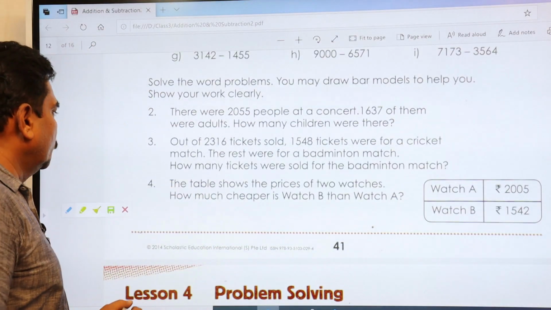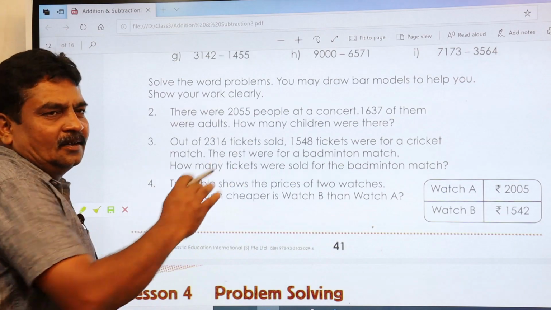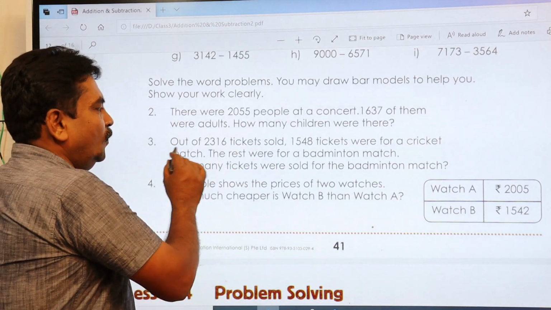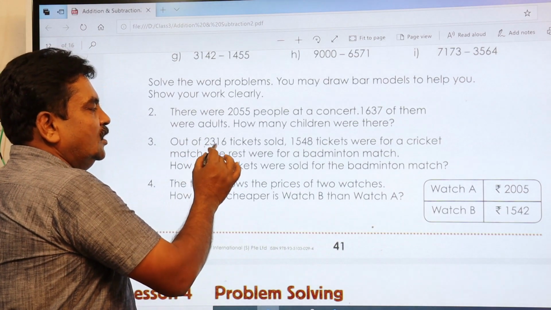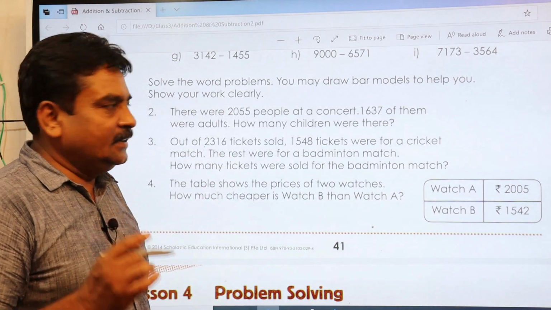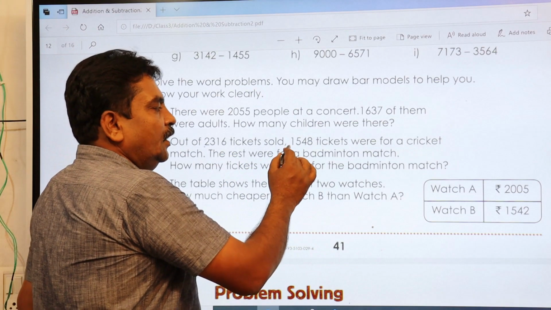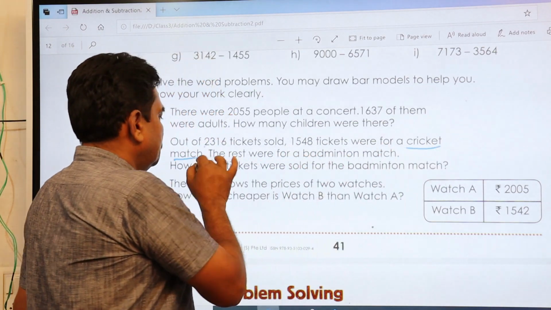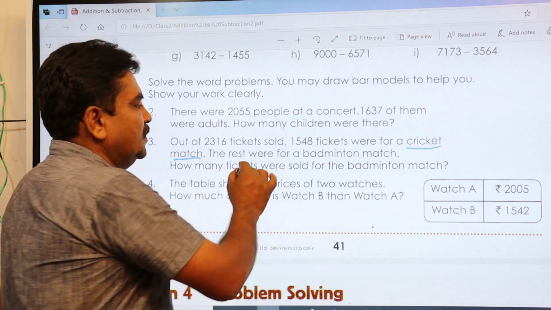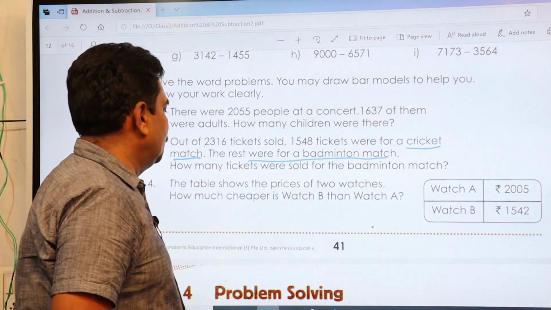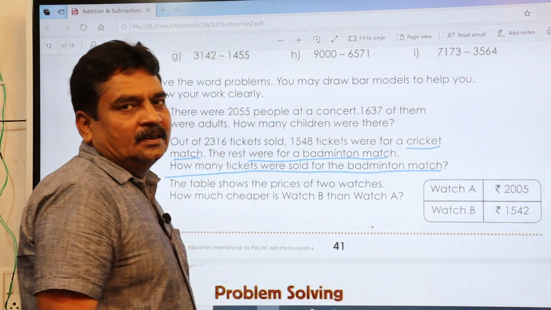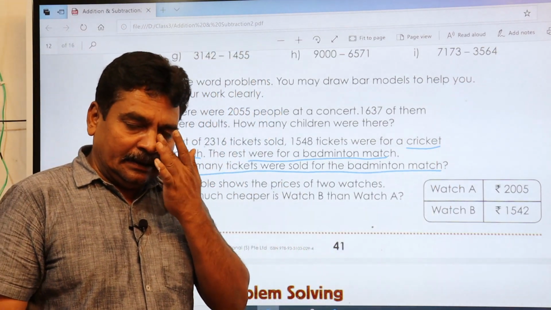How are you going to do it? I'll read the question first and then try to explain it. Out of 2,316 tickets sold, 1,548 tickets were for a cricket match. The rest were for a badminton match. How many tickets were sold for the badminton match? This is the question.